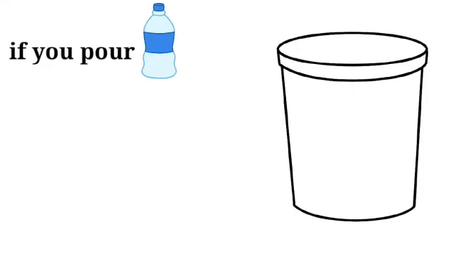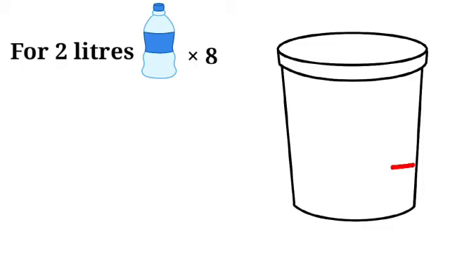If you pour 4 times quarter liter of water, it makes 1 liter. So for 2 liters, we need to pour water 8 times with a bottle having quarter liter capacity. Here we have 2 liters of water in the container. Let us mark this measure on the container.